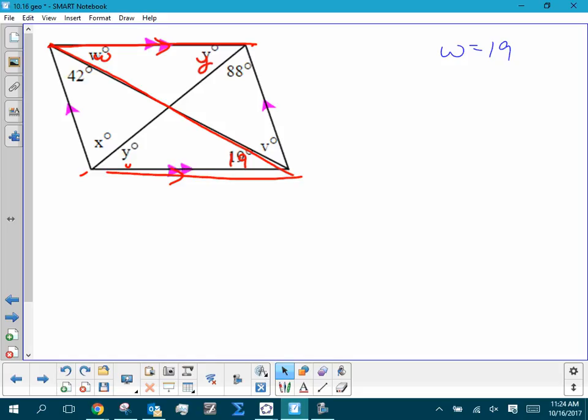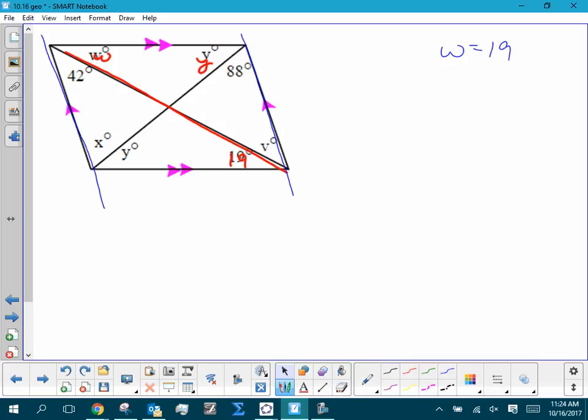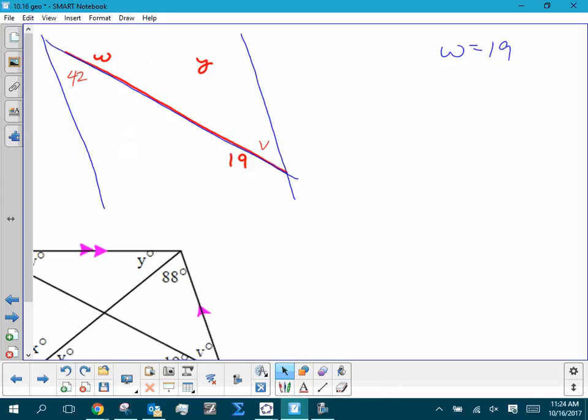Say again? V would be 42, but why? Is it because of those parallel lines? All right, we're going to look at that parallel line, that red transversal. Okay, it's blue now. Okay, and now 42 is here, V is there. Now if I remove it, we see 42 and V were alternate interior, right? Okay, so V is 42.